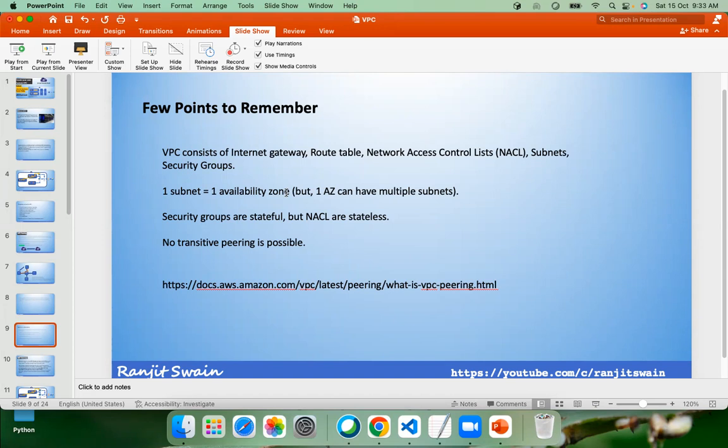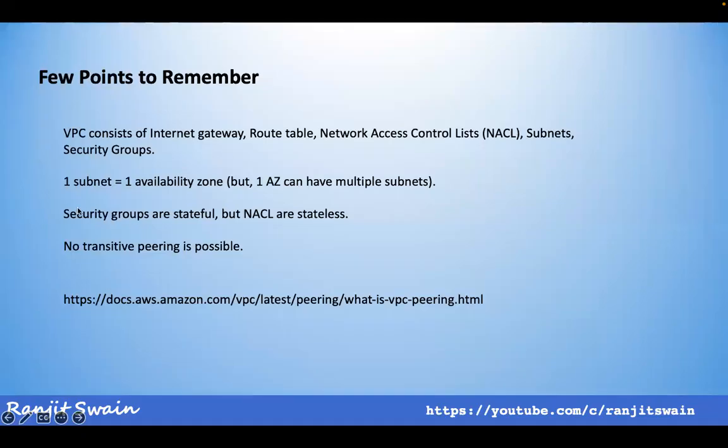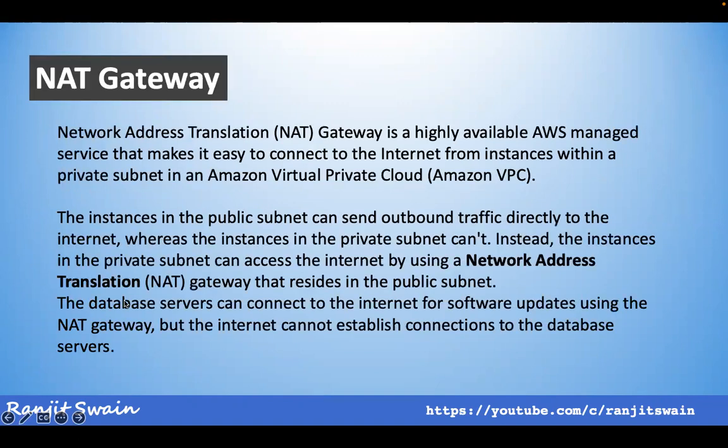Okay, these points are clearly understood, right? And we'll see in detail whenever we create the subnet. The next one is that security groups are stateful, but NACLs are stateless. We'll see an example of how it is stateful and how it is stateless. And non-transitive peering is possible, which we already discussed. Okay, so we have a complete document here.